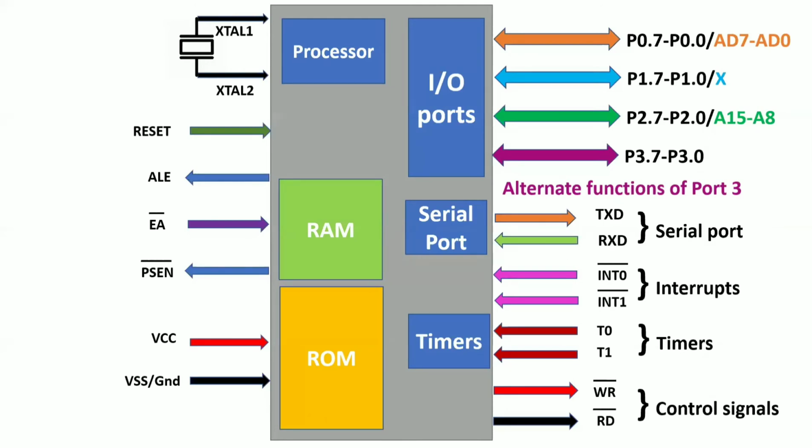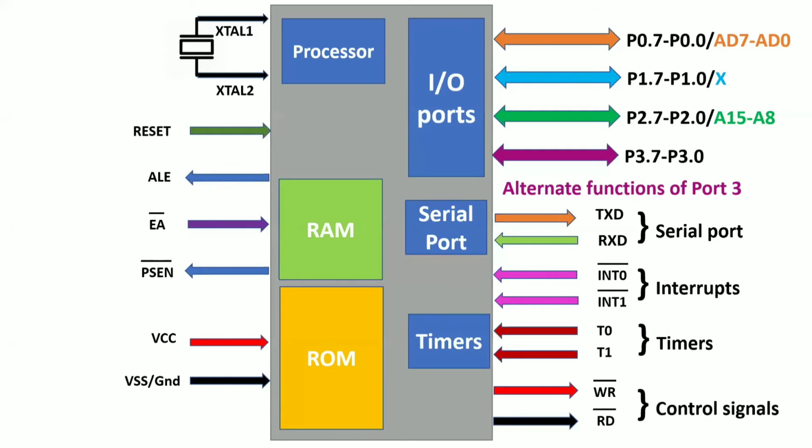Now take an example on the right side. Come to the right side part of your slide. There are IO ports. I told you there are 4 IO ports. How many IO ports? 4. What are the names of those IO ports? 0, 1, 2, 3. Always start with 0. So 0, 1, 2, 3.